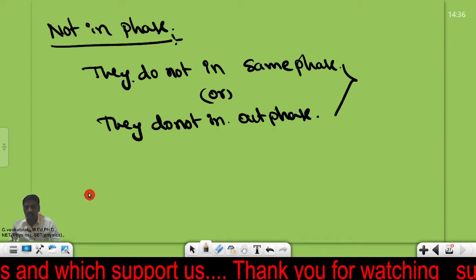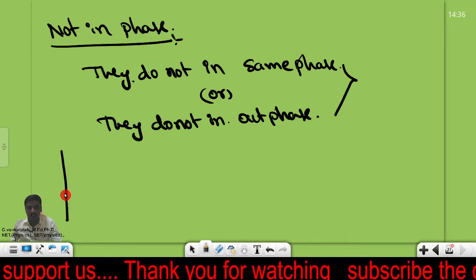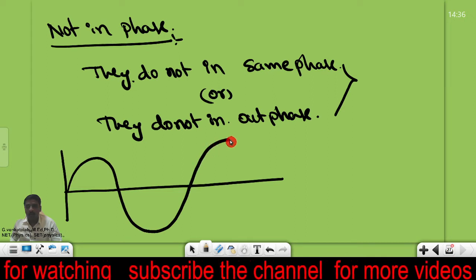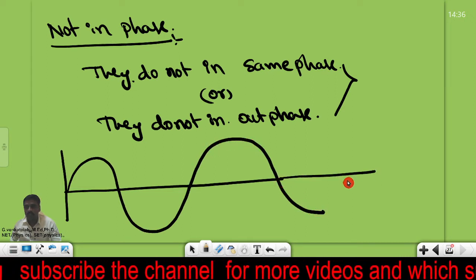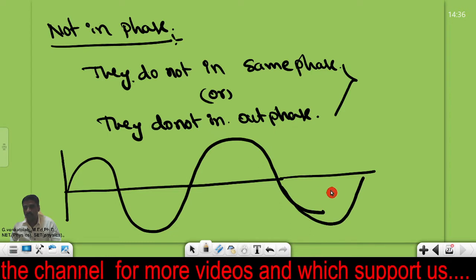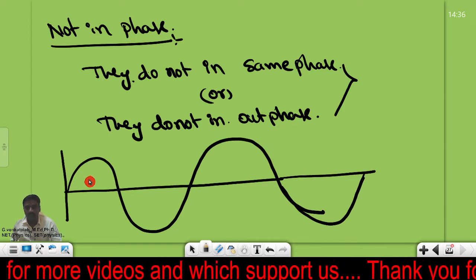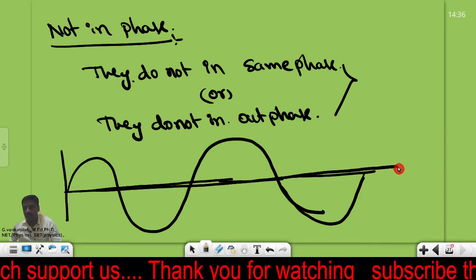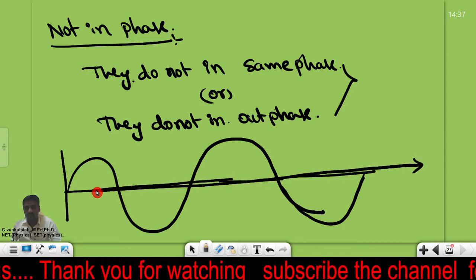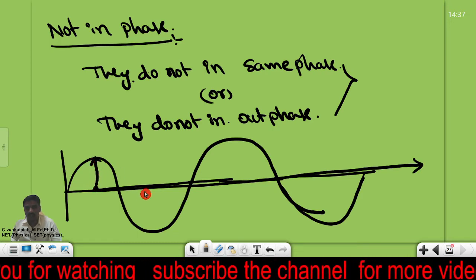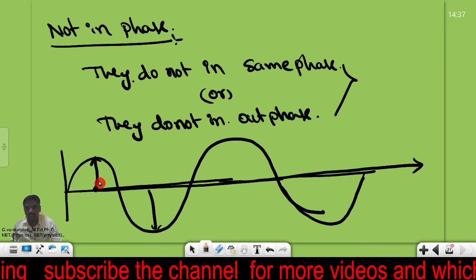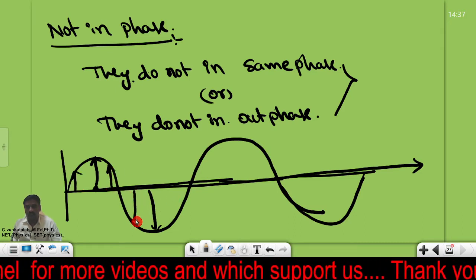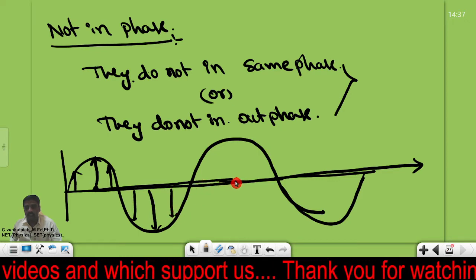To understand this easily, let me take one diagram. Let us assume this is wave propagation through the medium. It is a transverse wave propagating through the medium. The particles are vibrating from this mean position as the wave propagates like this. This particle is vibrating like this, and this particle is vibrating like this.